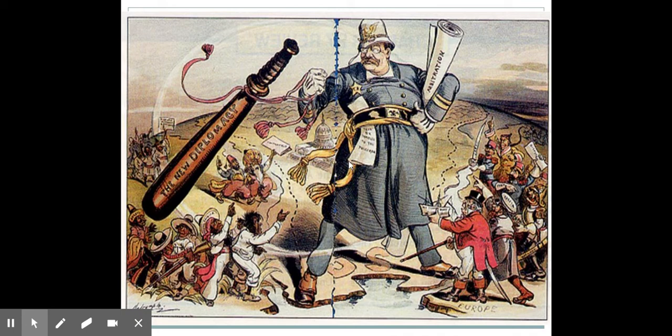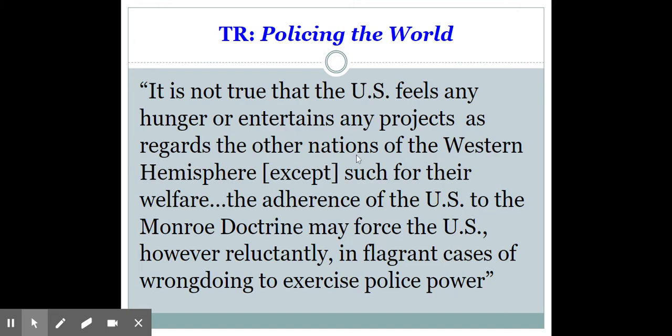And we'll see as we go through the early period of the 20th century that events play out and the United States decides whether to be involved or not based on what in that scenario seems most advantageous to the United States. But TR said it's not true that the US feels any hunger or entertains any projects as regards to the other nations of the Western Hemisphere.